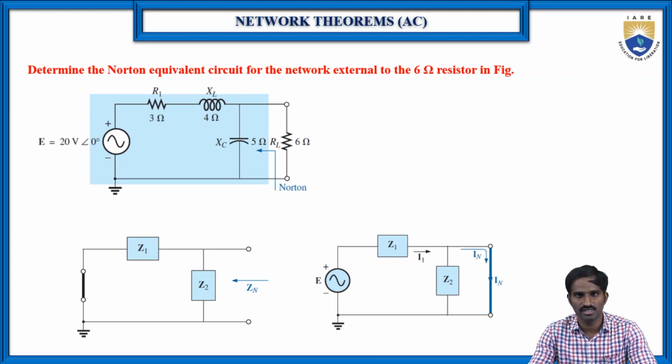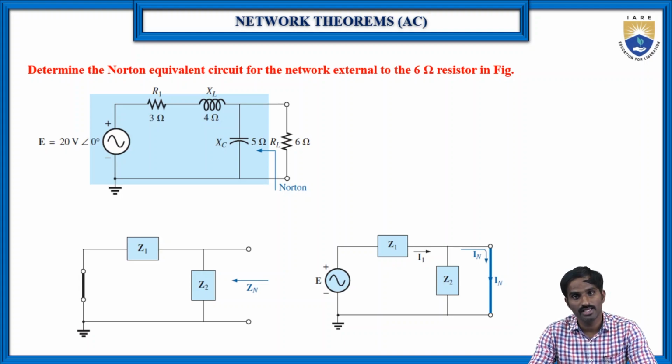The only difference is that we calculated the Thevenin's voltage, which is nothing but the open circuit voltage across the load terminals. But here we will find the short circuit current across the load terminals, because here the load is replaced with a short circuit, and we find the current flowing through that short circuit, which is called the Norton's current.